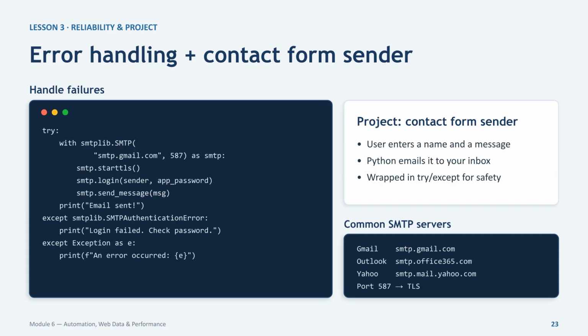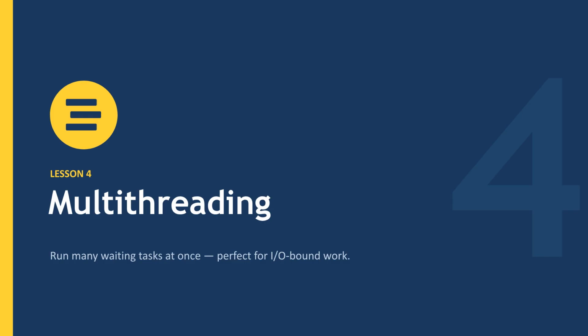Make your email automation reliable by wrapping your code in try-except blocks. This ensures your script handles errors, like authentication failures or network drops, gracefully rather than crashing. Our contact form project demonstrates this by taking user input and safely delivering it to your inbox using a standard SMTP server. Lesson 4 focuses on multi-threading.